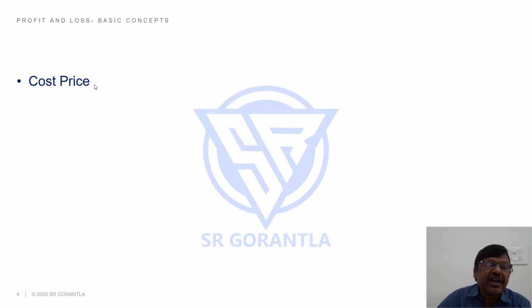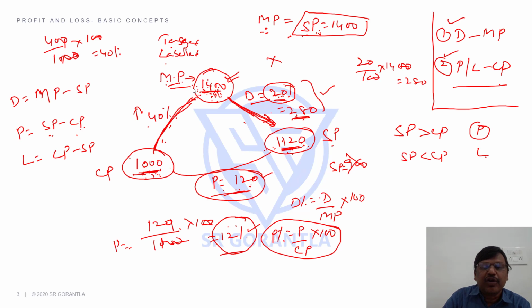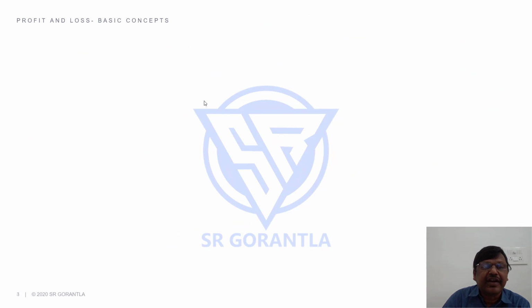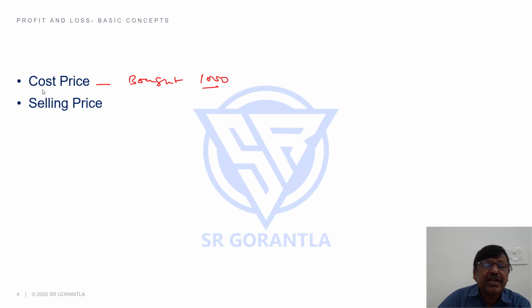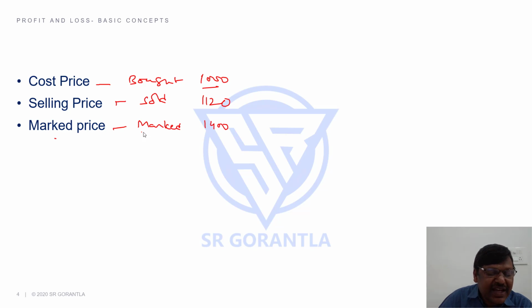What is the cost price? The rate at which he bought the article. In that example, we have taken 1000 rupees. What is the selling price? 1120. What is the market price? 1400. Selling price is the rate at which finally the article was sold, that is 1120. The market price is the rate at which you mark the product, which is in this case 1400. Market price, labeled price, listed price, tagged price, all same.